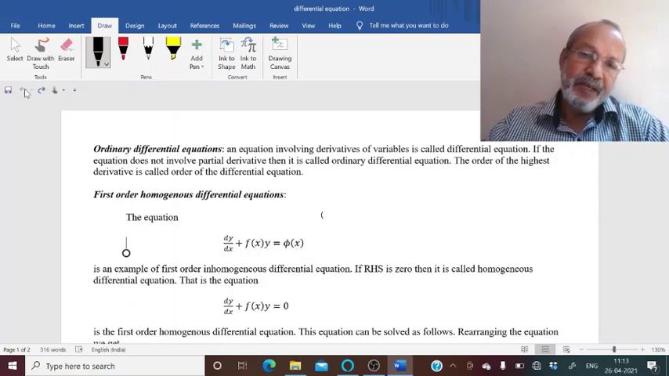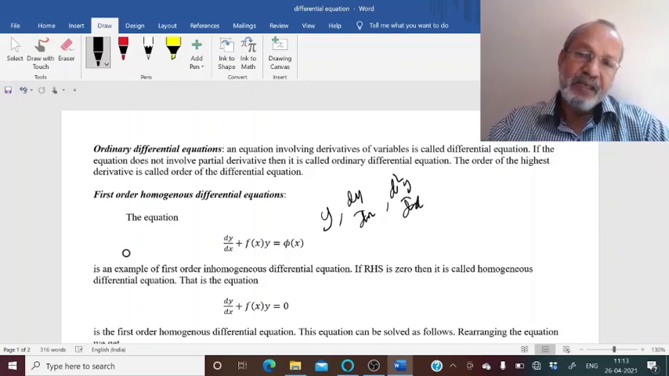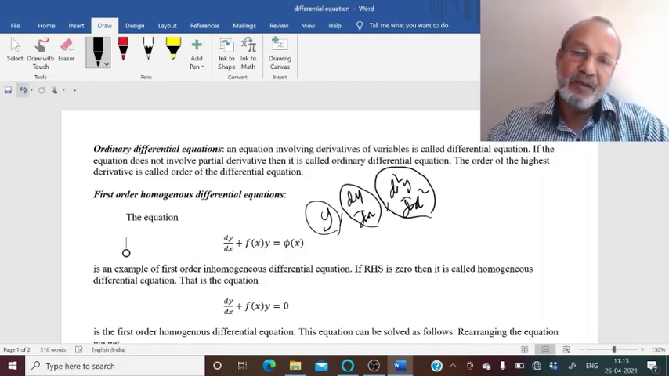If the dependent variable y and the derivatives dy by dx, d square y by dx square, etc., appear in first power, that is, this is y raised to 1, this is dy by dx raised to 1, this is d square y by dx square raised to 1, etc. So if only the first power is present, then those types of equations are called linear differential equations.